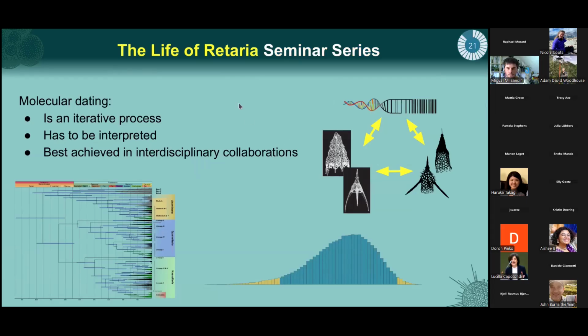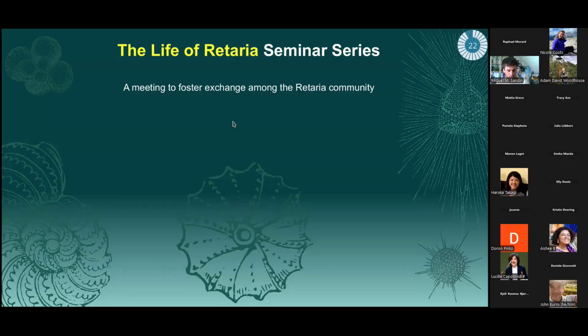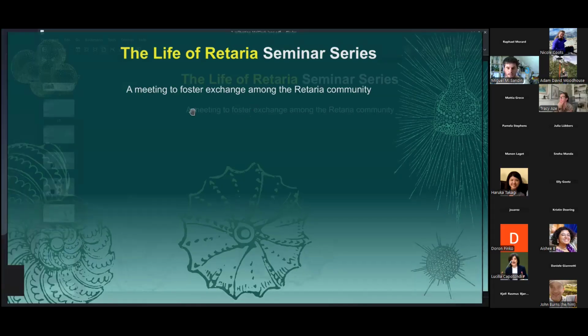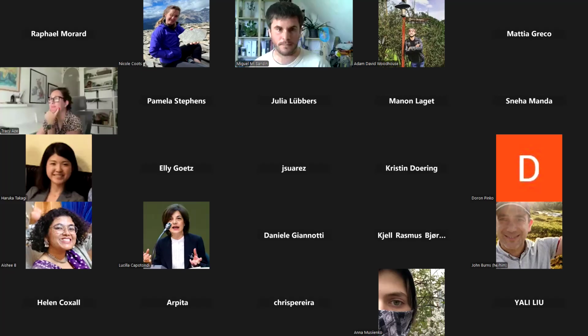So lastly, just as a take-home message, molecular dating is an iterative process where you start with a relative calibration and you add or remove fossils as you see fit. It has to be interpreted. It cannot be read literally, just like the fossil record. And of course, it's best achieved in interdisciplinary collaboration, because it's really hard for a single person to have knowledge of both the fossil record and molecular phylogenetics and molecular comparative approaches. So thank you all, and maybe we'll leave the questions for later on, and I leave the stage to Mattia.